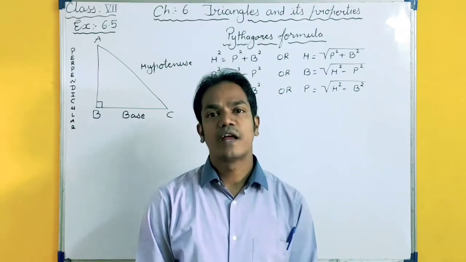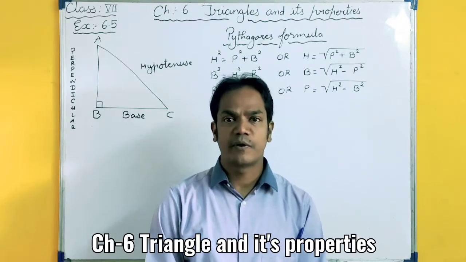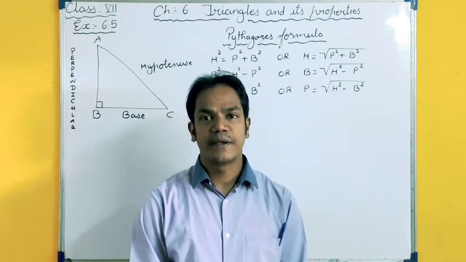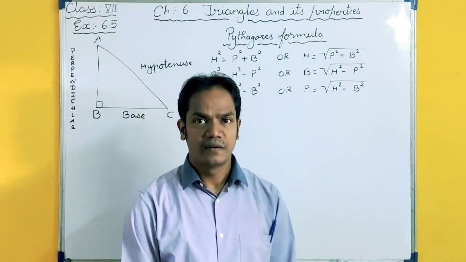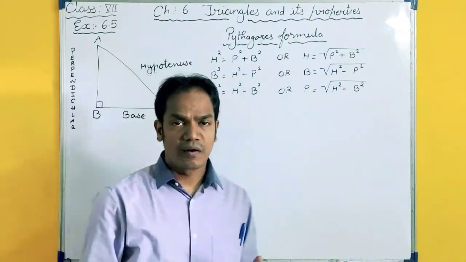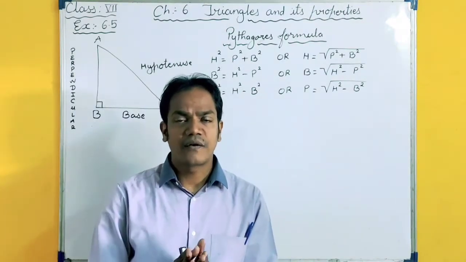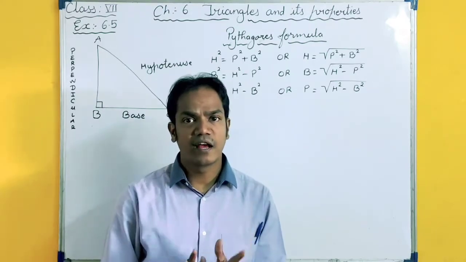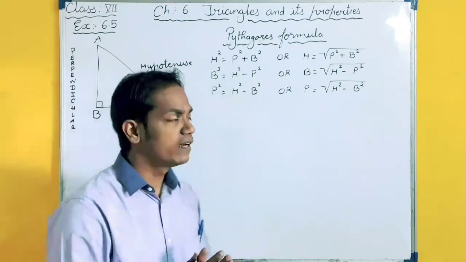Hello students, today I will explain you exercise 6.5. This full exercise is based on right angle triangle. Okay, you know what is right angle triangle? A triangle having any one angle of 90 degrees is called a right angle triangle.